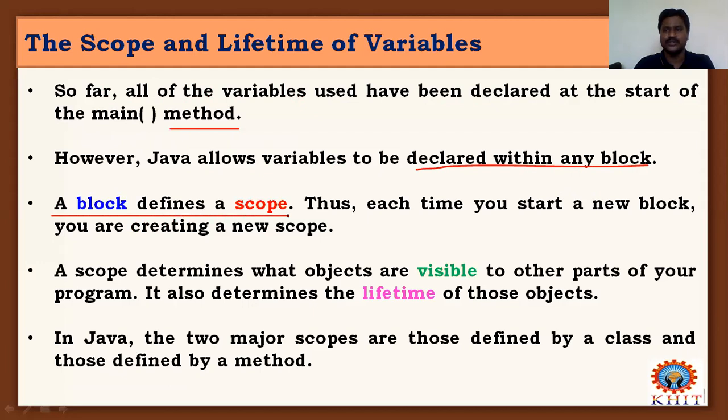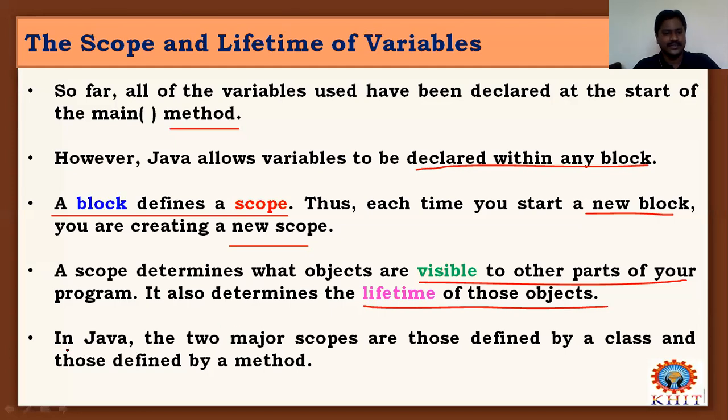When we create a block starting with a curly open brace and ending with a closed curly brace, that defines a scope. Each time you start a new block, you are creating a new scope. So the scope determines which objects are visible to other parts of your program. That is very important. Once you define a scope, the variables and objects you created within it are visible to certain parts of your program, and the scope also determines the lifetime of those objects and the values the variables hold at the time.